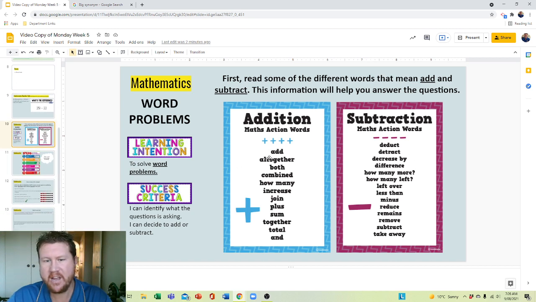But there's heaps. We've got add, altogether, both, combine. How many? Increase, join, plus, sum, together, total, and add. Deduct, detract, decrease by, difference. How many more? How many left? Leftover. Minus, reduce, remains, remove, subtract, take away.